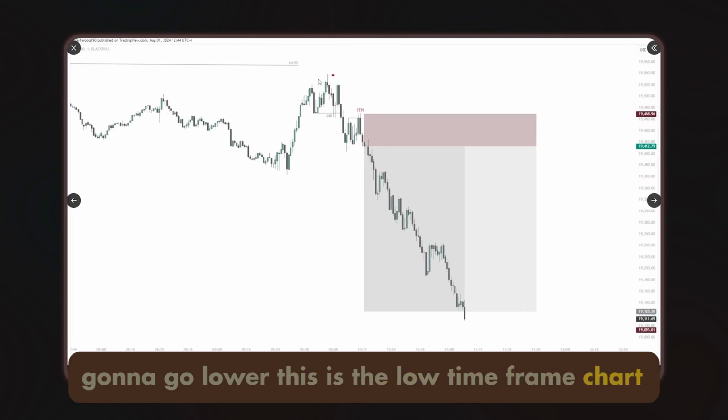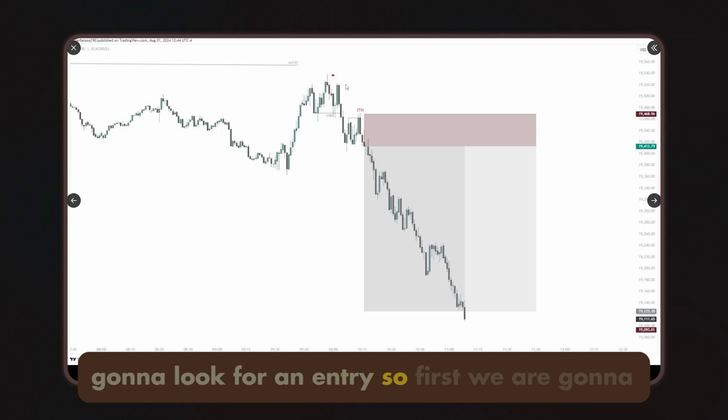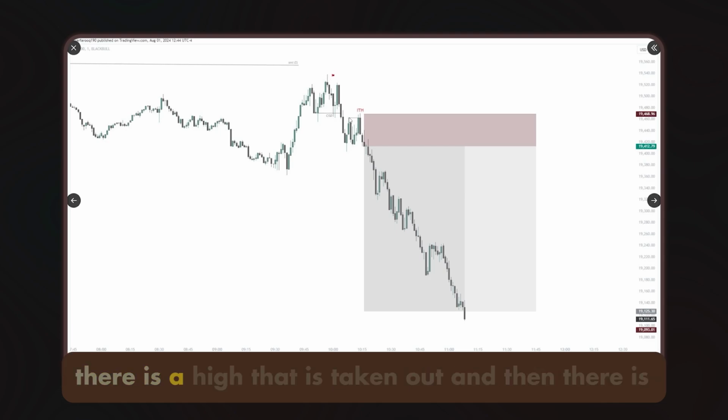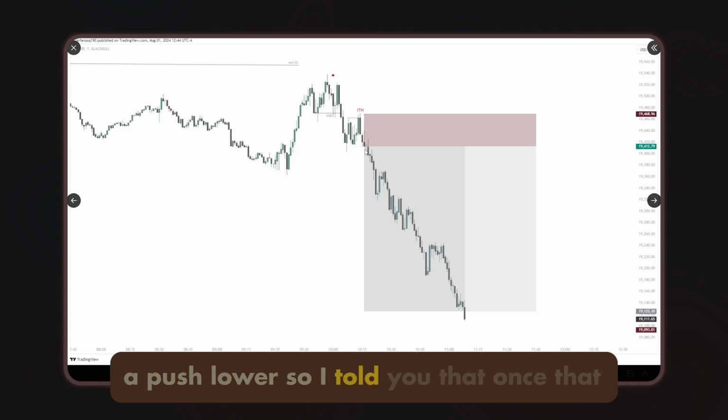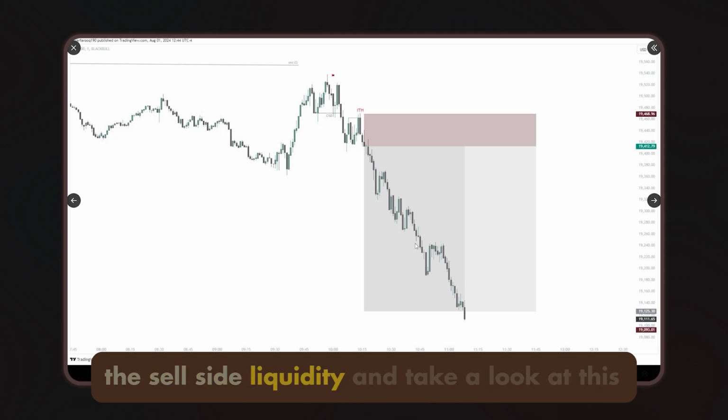This is the low time frame chart. Now, remember what I told you, how we are going to look for an entry. So first we are going to wait for a market structure shift, which happens right here. This is after that SMT with ES. Now there is a high that is taken out and then there is a push lower. So I told you that once that happens, we are going to enter and have a stop loss at the high, and then we are going to target the sell side liquidity.